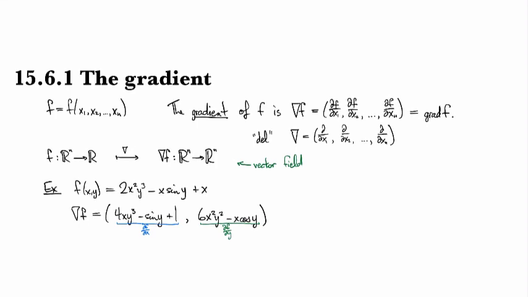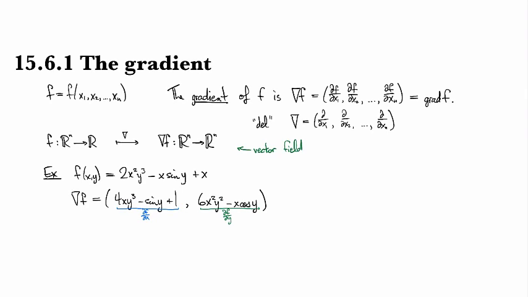Okay. And so you can see that in general, this vector grad f is a function. So for any point in R2 here, you can see that the gradient of f evaluated at A is a vector. So it's another point of R2.